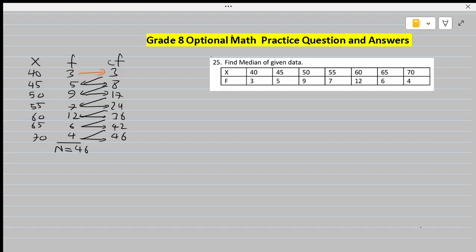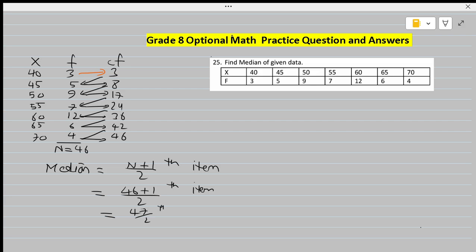Now we go for using the formula of median, the very same for individual and discrete data: n plus 1 by 2 th item. n is here 46, so 46 plus 1 by 2 th item, that is 47 by 2 th item. So how much is it? 2 2s are 4, 2 3s are 6, so it is 23.5th item.